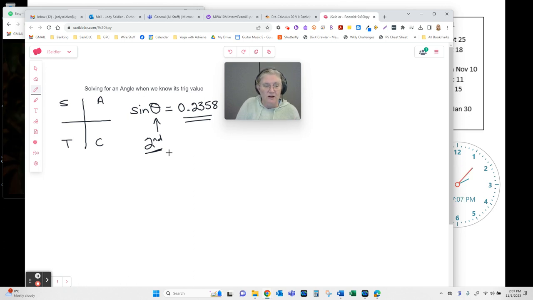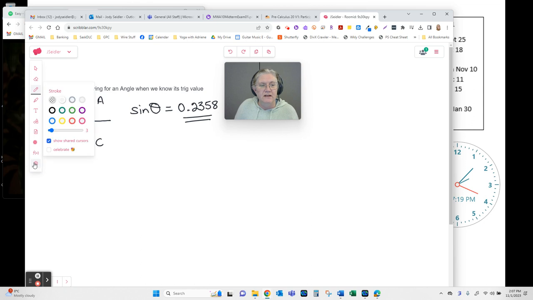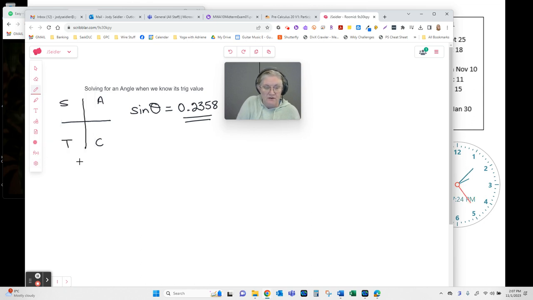You grab your calculator and you're undoing sine. If you think about it, if I knew the angle, I would find sine of the angle and it would spit out 0.2358. We're going the opposite direction here. We're undoing sine to find out what the angle was before that. So I'm going to go undo sine of 0.2358. Different calculators, you punch that in a different order. You need to know your calculator.